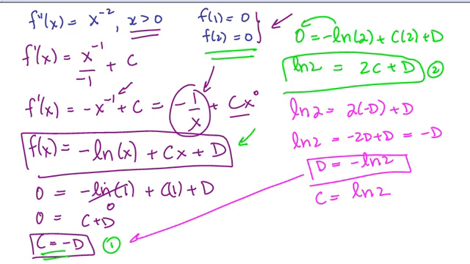And so my last step is putting it all together. My function is equal to negative log x plus x times the natural log of 2 plus, minus, because d is minus the natural log of 2.